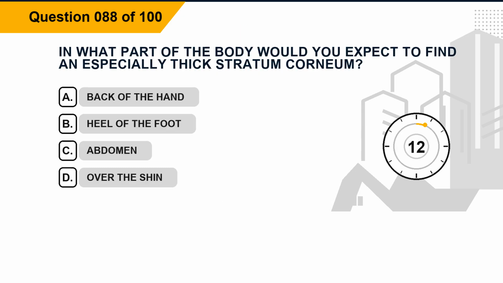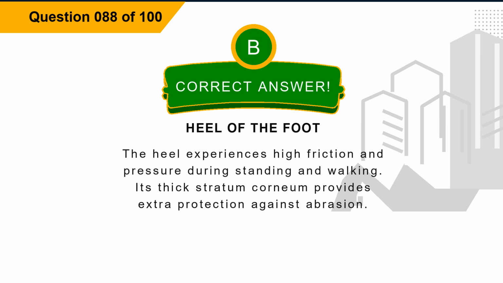Question 88. In what part of the body would you expect to find an especially thick stratum corneum? Option A. Back of the hand. Option B. Heel of the foot. Option C. Abdomen. Option D. Over the shin. The correct answer is option B. Heel of the foot. Explanation.